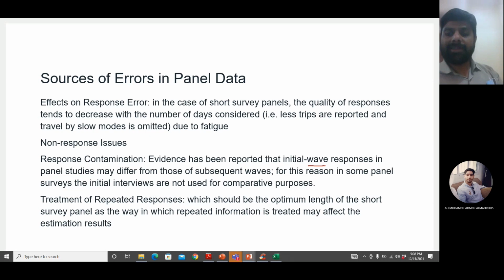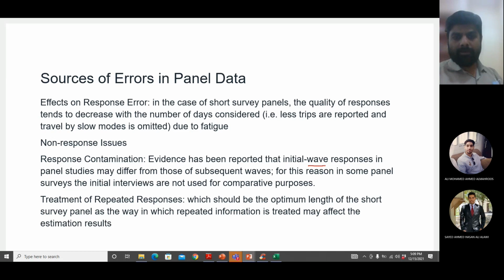So they are saying that in the initial wave, whatever responses are, they tend to change in the subsequent waves. So the same person to the same questions may give a different answer next year or next time. Okay, and this is the reason that sometimes they take out the initial responses from the survey. They take it out. Okay, they will not use it.